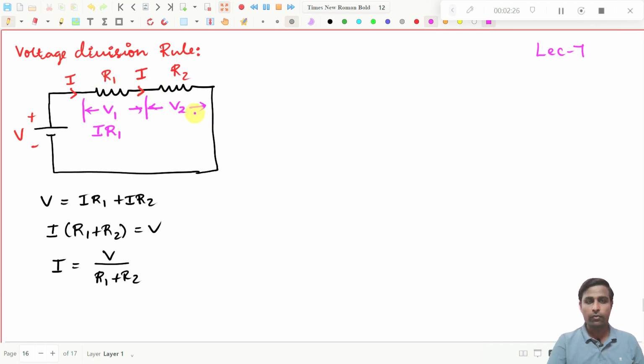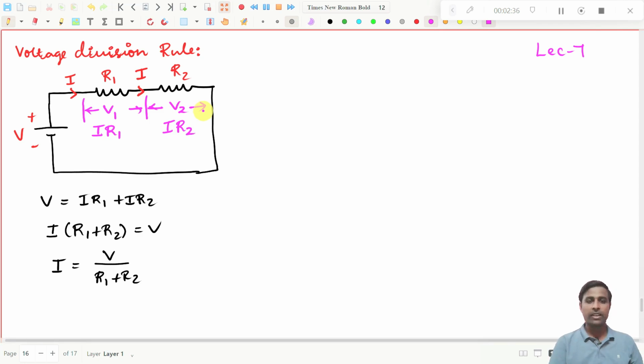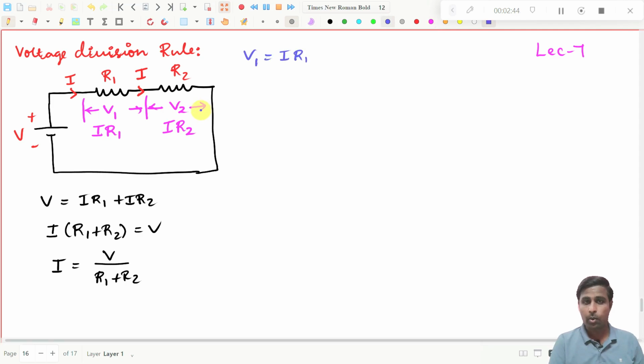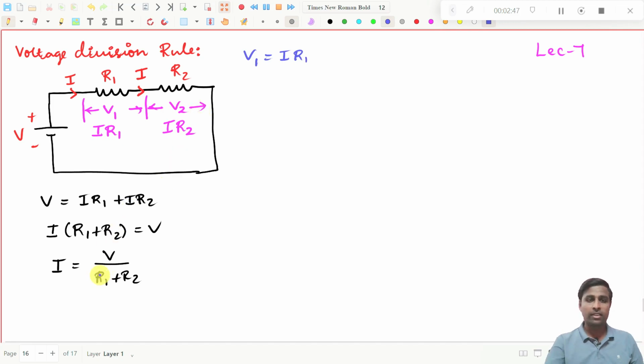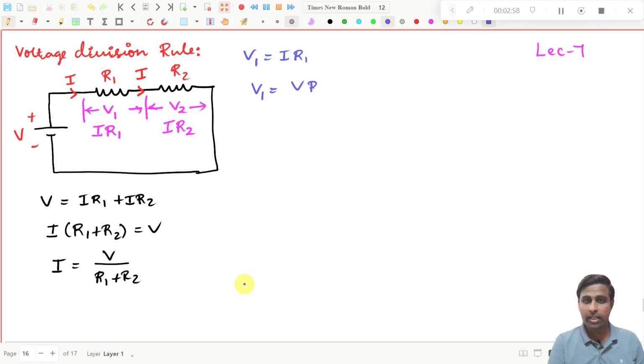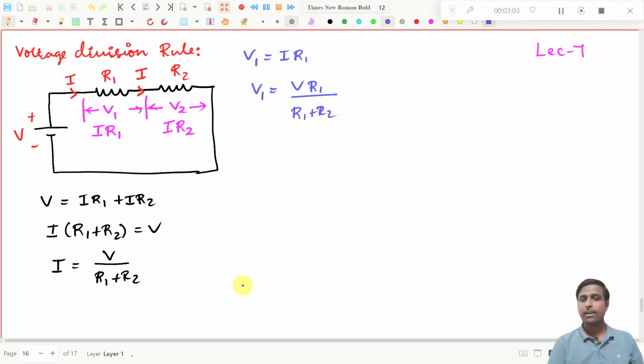And if you go for V2, you see the current is the same, because this is a series circuit, so the same current will flow in R2. What you will get? This will be I into R2. V1 will be equal to I into R1, right? Now what is I we have seen? We found it as V divided by R1 plus R2. Just substitute here. V1 will be equal to V into R1 divided by R1 plus R2, right? So this is the final expression.